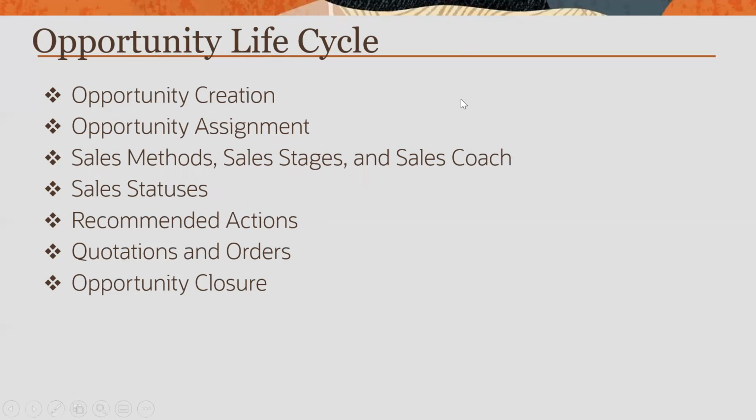Then sales methods, sales stages, sales coaches. A coach is nothing but, for each sales stage, we can recommend something. This is the activity you need to perform at this stage, and this is the recommended document at this stage. So you can go through that document and follow the steps to complete that opportunity. Then sales status. Sales status will tell the opportunity status, whether it's closed or open or in progress, all that.